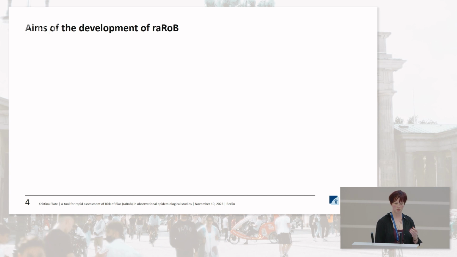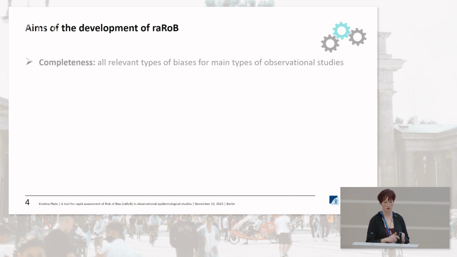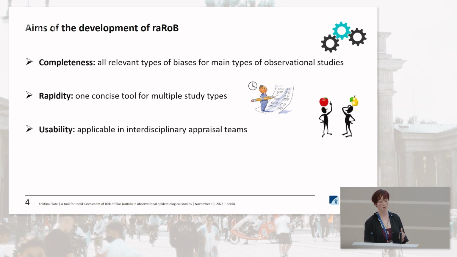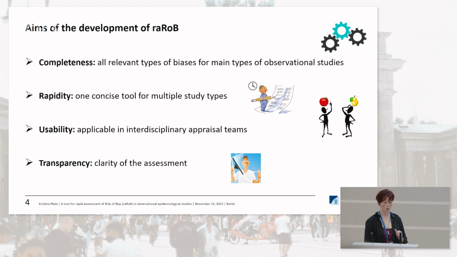For this, we wanted to develop our raRoB tool with the following aims. We have the completeness, of course. We want to have all relevant types of bias covered for the main types of observational studies. We wanted to be rapid in that sense, so that we have a concise tool for multiple study designs. It should be usable for interdisciplinary appraisal teams. And we want to have clarity of the assessments, that we have the base on which the assessments were made. And this transparency is also the part that will improve the usability in interdisciplinary appraisal teams.